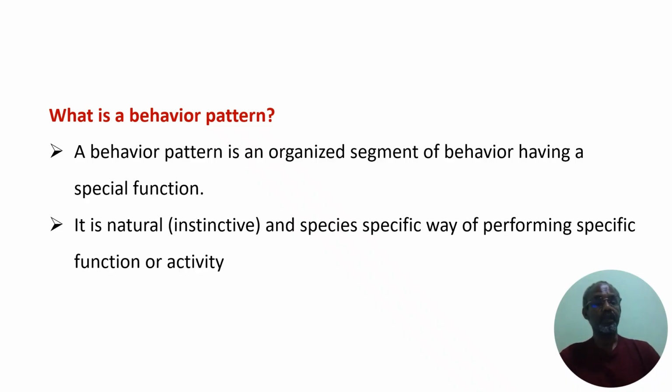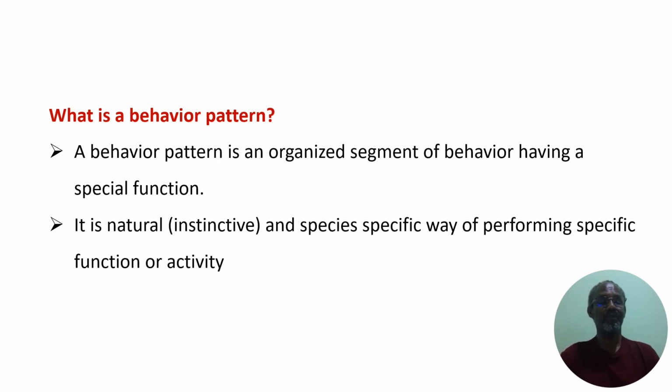Okay, let's start by answering this question. What is a behavior pattern? A behavior pattern is an organized segment of behavior having a special function. Say, for example, courtship behavior pattern or territorial behavior pattern that organisms show. They first build the territory and defend it. All these are under the territorial behavior patterns, or courtship, mate selection, and leads to reproduction. Therefore, behavior pattern is an organized segment of behavior having special function.